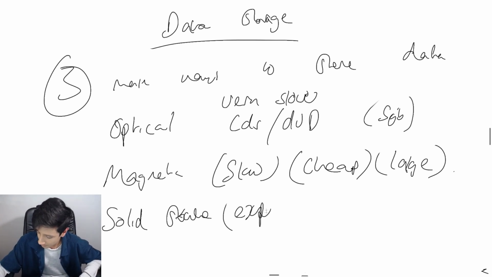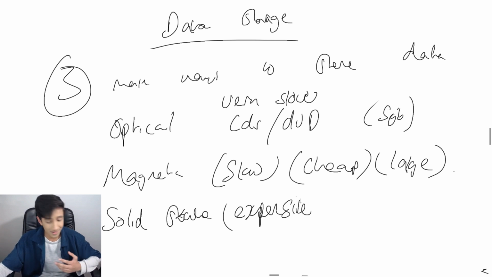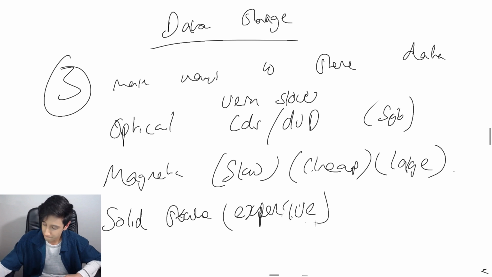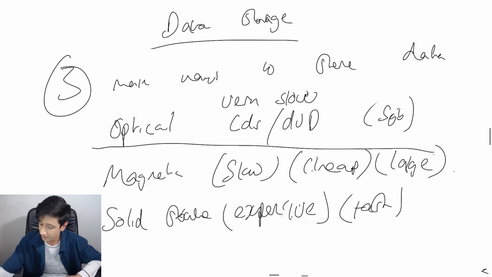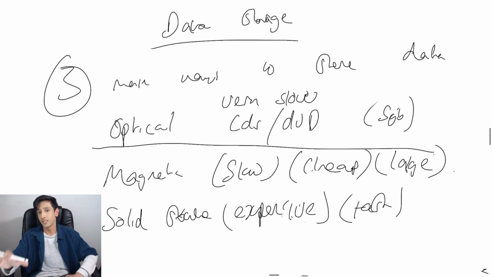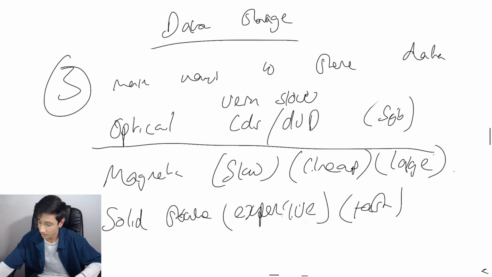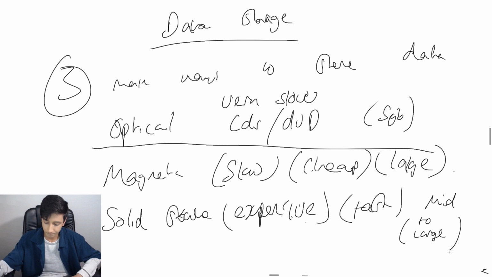Solid state. It's expensive, but it's also very fast. It's my favorite kind of data storage, if any of you are interested in that. It's expensive. It's fast. You can get it bigger. It is bigger than optical storage, but you can't get solid state drives as big as magnetic storage. So I'm gonna say mid to large right now, but that's that.